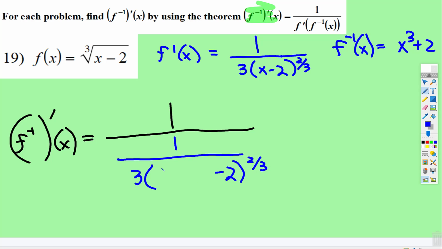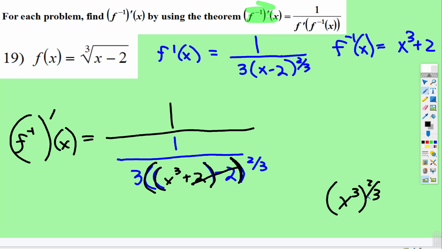But where that x was goes the inverse. So x cubed plus 2. Well, look at what we have inside those parentheses. Here we have a plus 2 and a subtract 2. Those cancel. So now we have an x cubed to the 2/3.